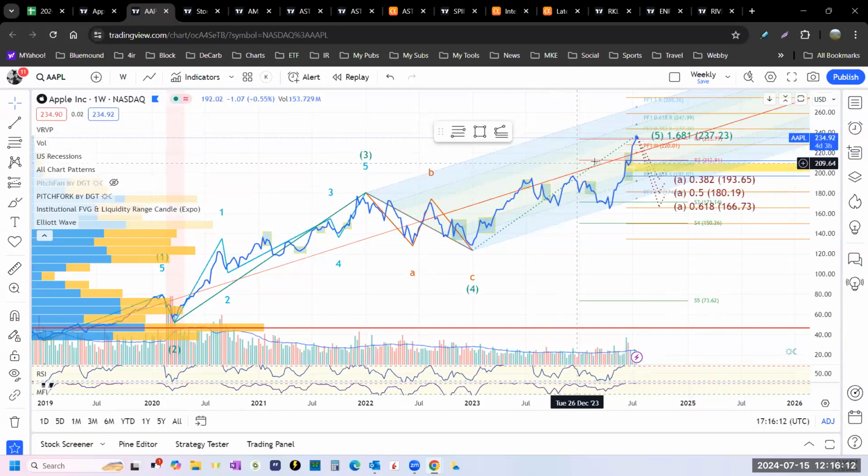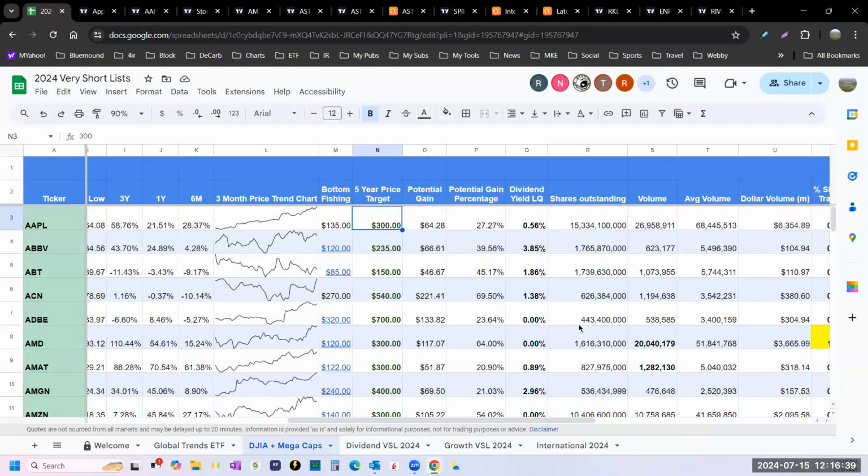My guess is that in the short run, about as bad as it gets for Apple is 200-ish. If you're a trader, you probably can buy that. If you are a long-term investor, I think you probably wait for it to get a little bit lower, to one of these levels here, depending on how comfortable you are. When you take a look at the VSL and you see that the 5-year price target is about 300, which is actually the upper end of most analyst ranges, you see that the potential gain from the current price is only about 27%.